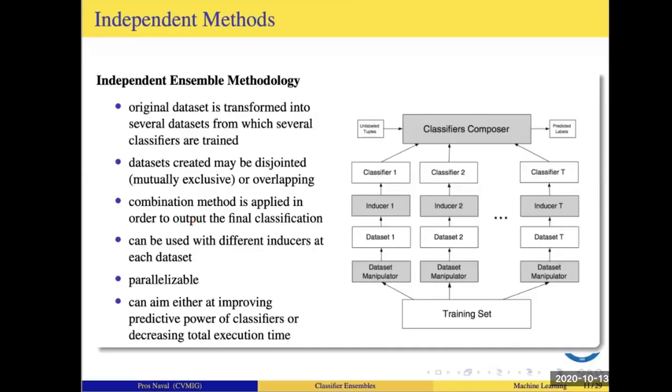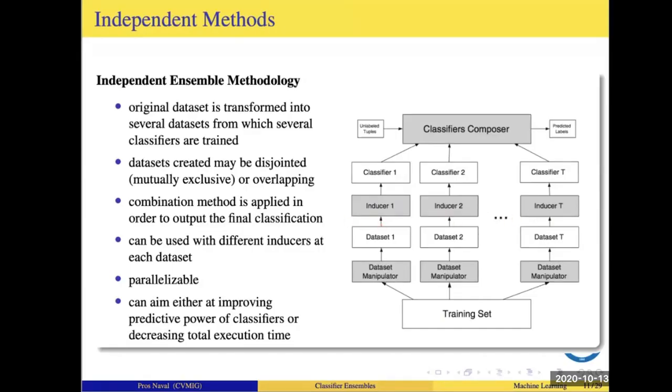Now, the combination method is applied in order to output the final classification. So this is this part here. And we can use different inducers at each data set. Meaning, you can combine inducers: this could be a perceptron, this could be a decision tree, you know, different inducers. It's not just all perceptrons or all decision trees, the same type of inducers. No, you can combine.